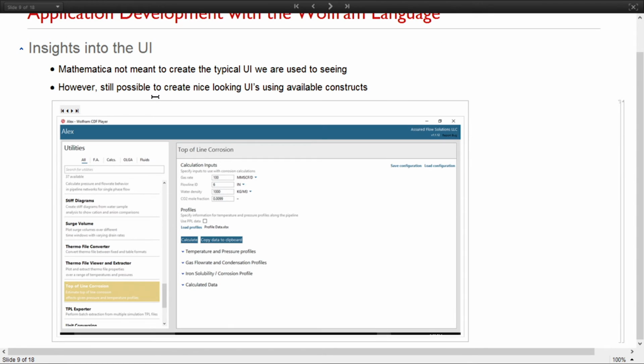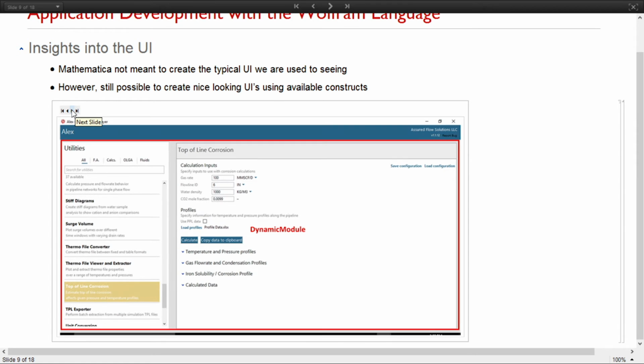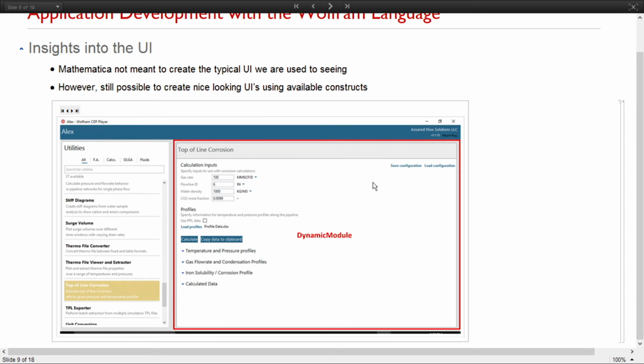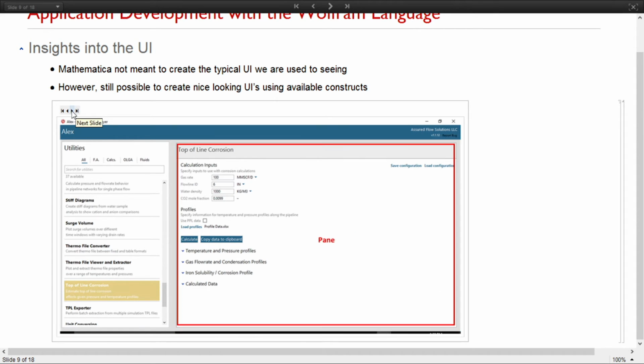So the insights into the UI, really quick. The whole thing is obviously in a CDF. On the top, we've got a docked cell. And then the remainder of the notebook is all wrapped inside of a dynamic module. And then each individual utility has its own dynamic module. And then inside of that is a pane, because a lot of these extend beyond the screen, and we wanted something that we could scroll through.